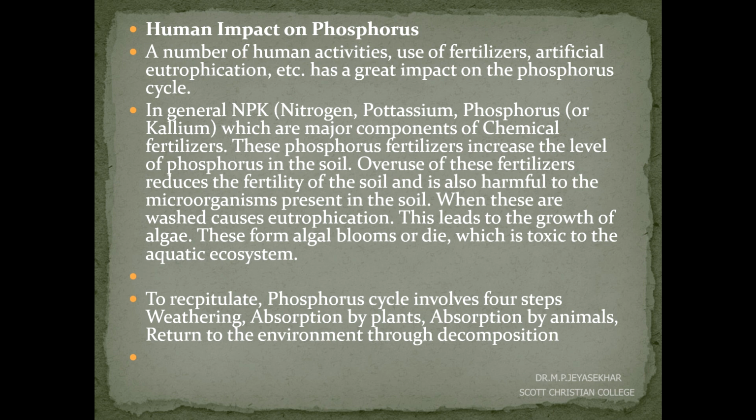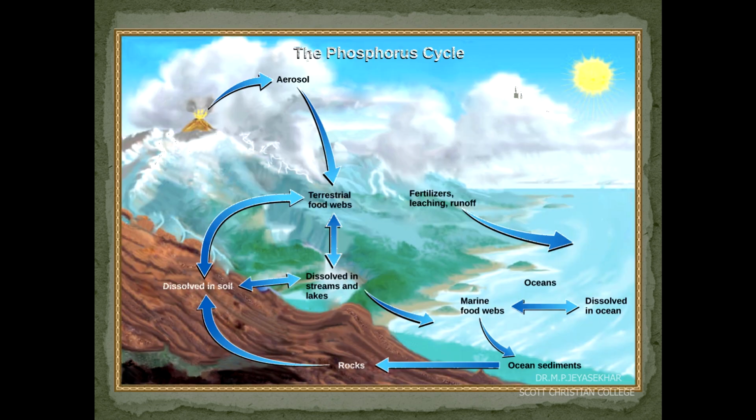When these are washed away, it causes eutrophication. This leads to the growth of algae. These form algal blooms or die off, which is toxic to the aquatic ecosystem. This is the phosphorus cycle.